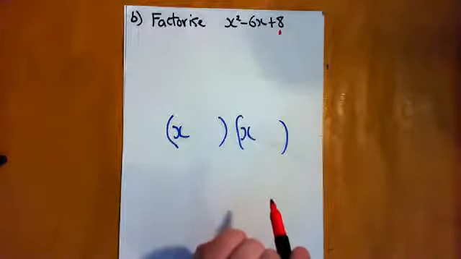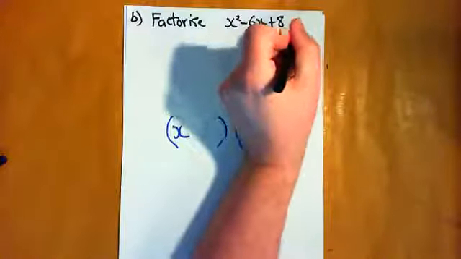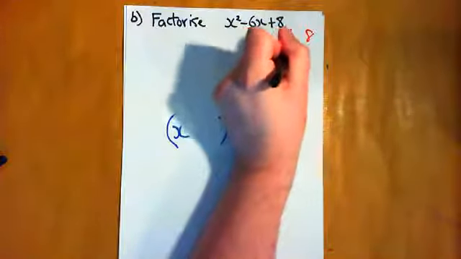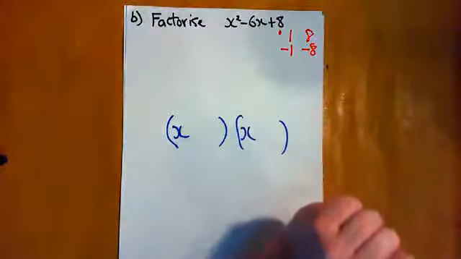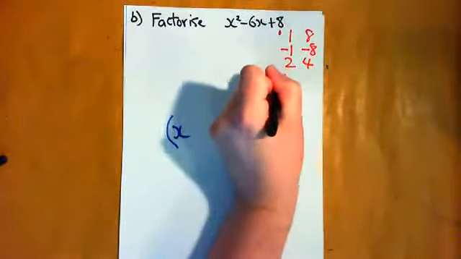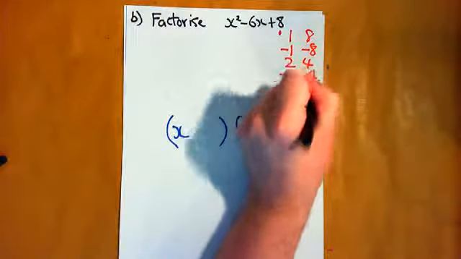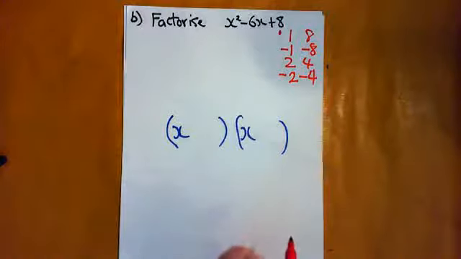So does 1 go into 8? Yeah, it does. So 1 pair is 1 times 8, and don't forget the negatives. Now does 2 go into 8? Yep, so that's 2 times 4, and the negatives thereof as well. And does 3 go into 8? No, 8 divided by 3 is not a whole number. What about 4? Yep, but we've got 4 already.